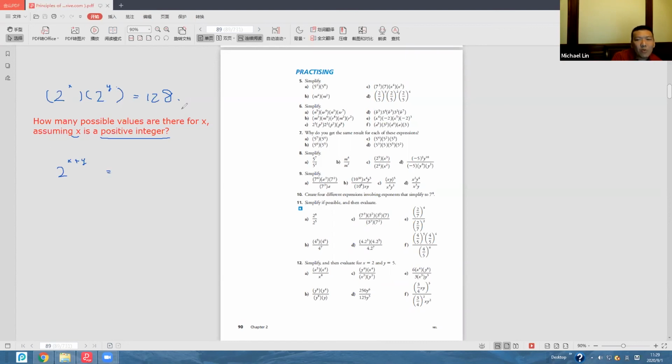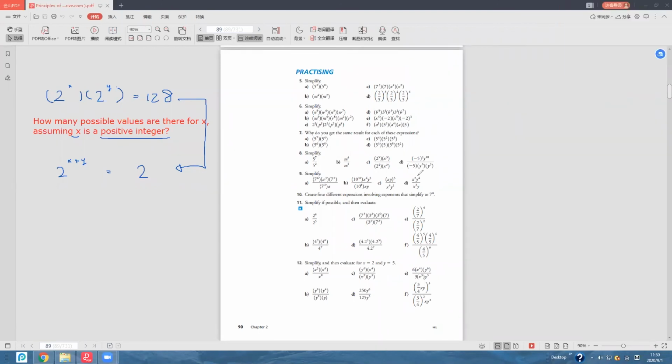128 can be rewritten as base 2. What can 128 be rewritten as? How do we rewrite 128 as base 2? 2 to the power of what? 7. Okay, good job.